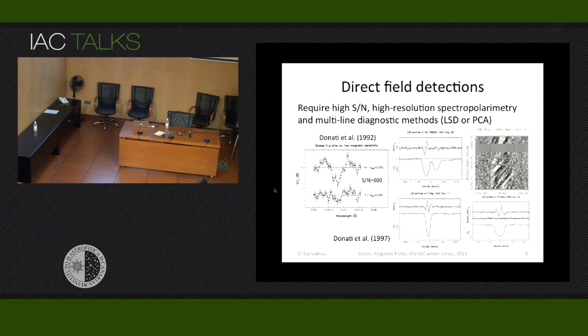And they looked at the most active star in the solar vicinity. So this is what is possible to do looking at individual spectral lines. Then they invented least squares deconvolution, a multi-line technique, and suddenly it became much easier to detect magnetic fields. And here is this little selection from this paper of different stars.